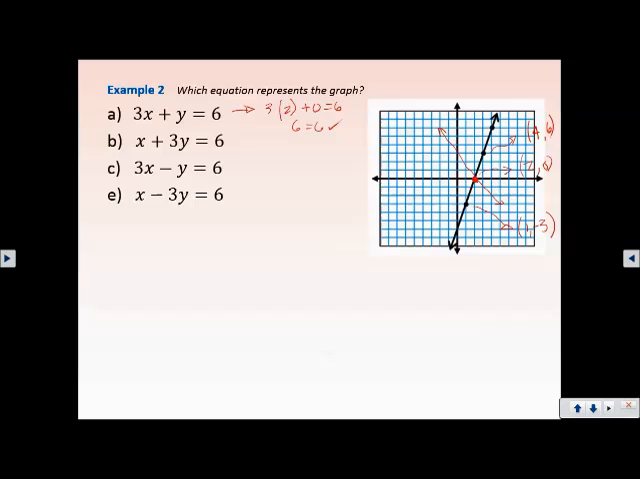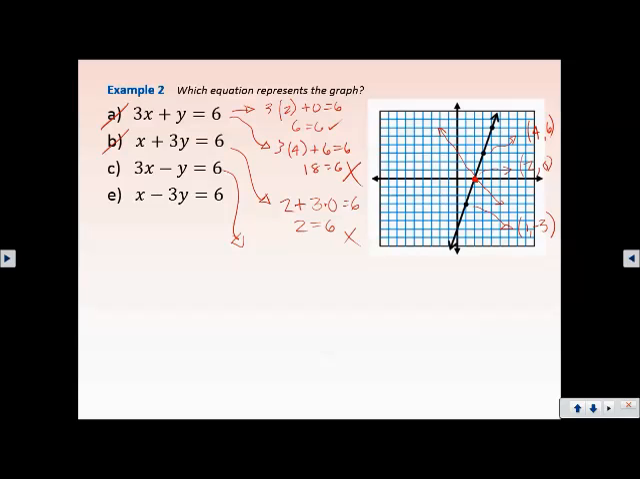So I've got to test another point to confirm that 2 points are on that line, and then we know we've got a solution. So I'm going to try the 4, 6 point. So I'm going to say 3 times 4 plus 6 equals 6. I can tell already that is not going to work out. That is not true, so we know that's out. Let's try the next one. Let's try 2, 0 again. 2 plus 3 times 0 equals 6. I get 2 equals 6. That one's out.